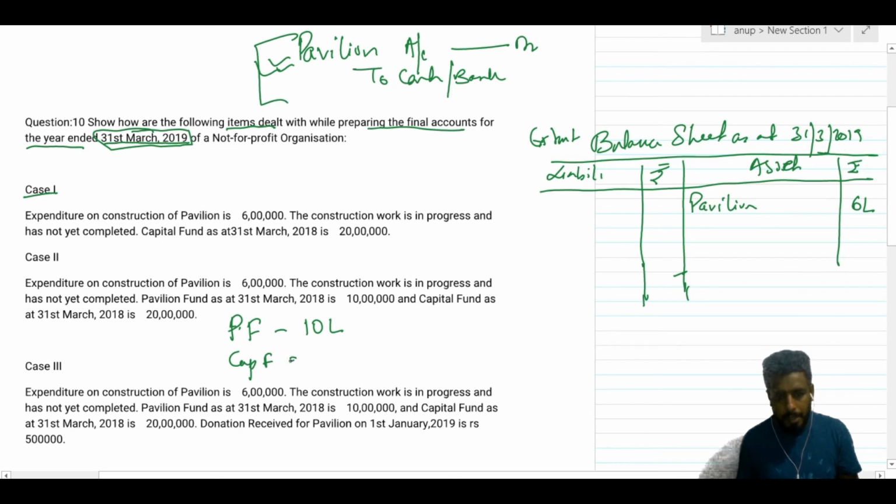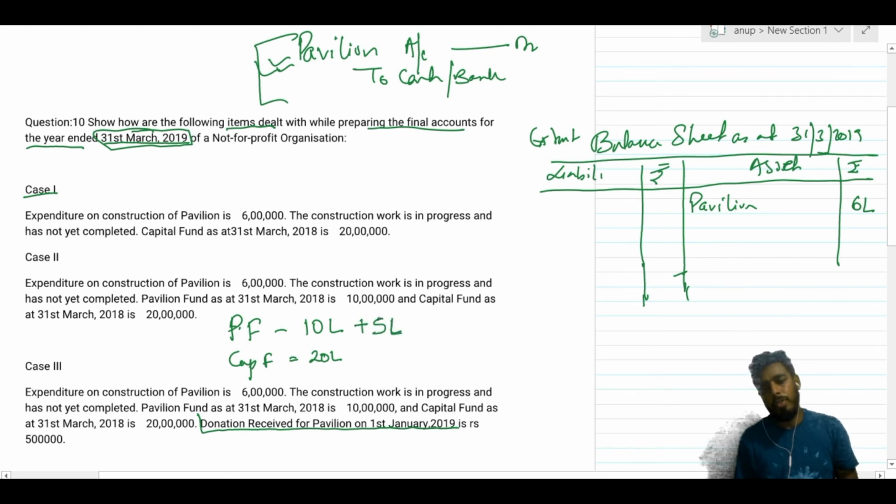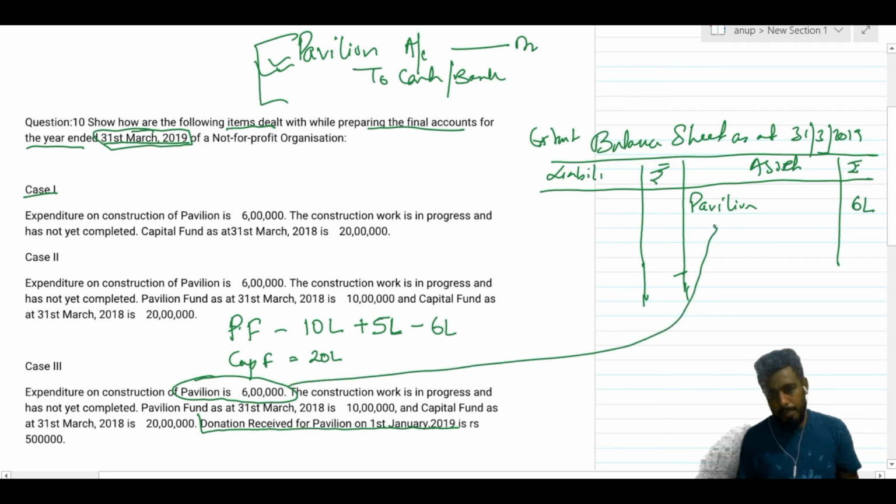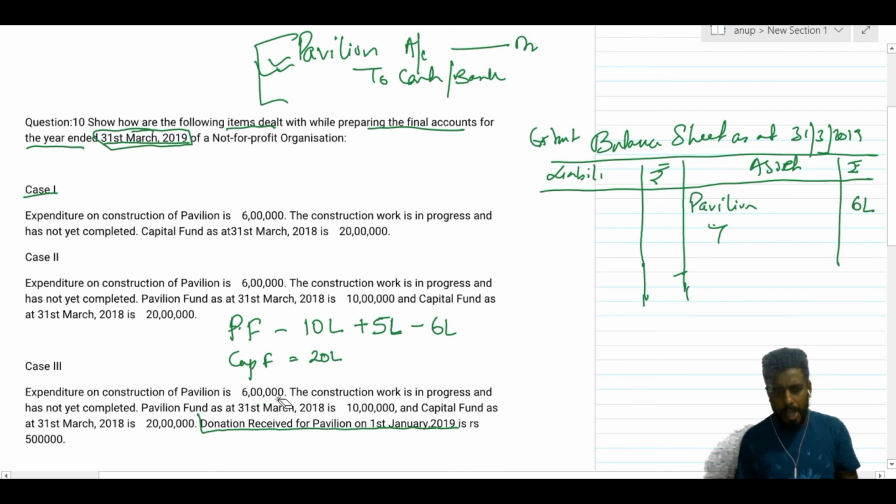A 10 lakh pavilion fund is already there in the books of account, and a capital fund of 20 lakh. In the last, however, it is mentioned that there is a donation received for pavilion fund on 1st January 2019, rupees 5 lakh. So therefore you can say your pavilion fund was increased by rupees 5 lakh during the year, and there was a 6 lakh expense on construction of pavilion. However, this construction of pavilion will be shown in the asset side as construction. In the pavilion fund there was 10 lakh at the beginning. During the year you got 5 lakh donation and there is a 6 lakh expenditure on it.